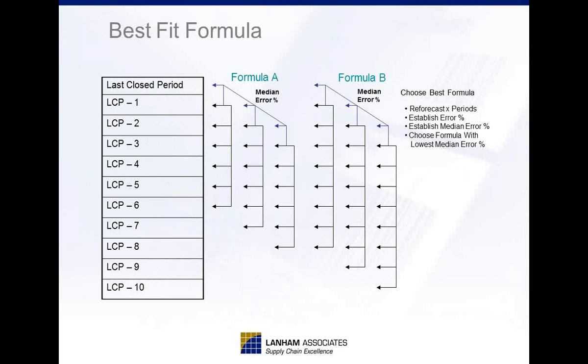And then we test the other 18 formulas. And now we have all 18 formulas' error percentages. And then we can select the formula with the lowest error percentage. This happens automatically at the beginning of every month. And it also happens anytime during the month that any of the underlying data may be changed.